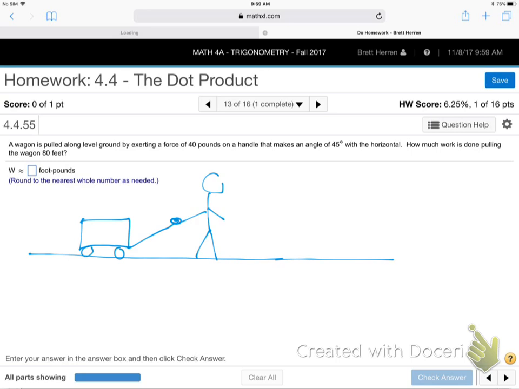They are pulling the wagon. Hey, that's not bad for me. All right, they're pulling the wagon. They're walking that way. Now, notice the angle of the force.